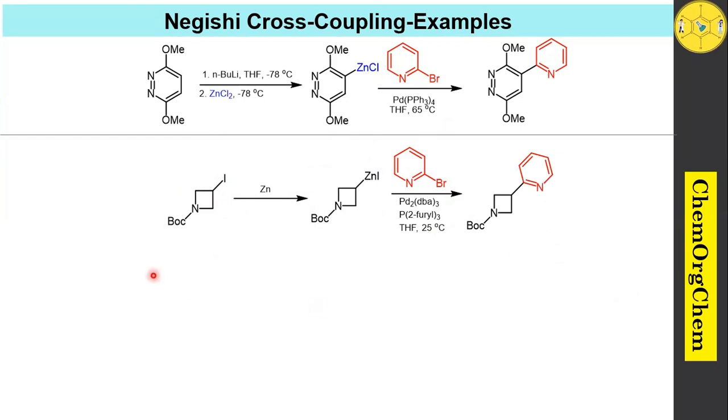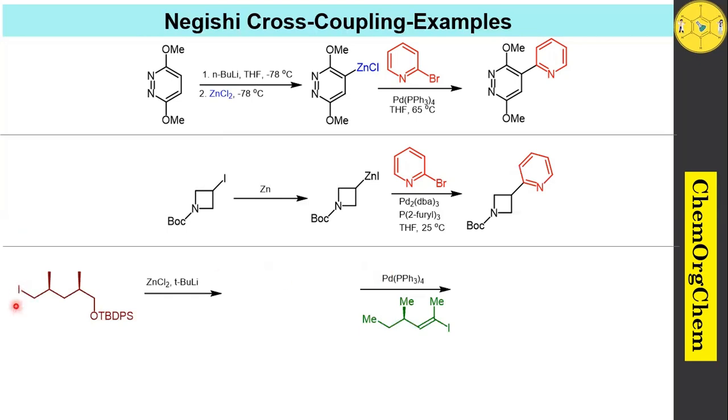So this example demonstrates the versatility of the Negishi reaction. It forms different types of carbon-carbon bonds. So next, moving on, this is another example. Now you see this iodo compound, when it reacts initially with tert-butyllithium followed by zinc chloride, produces the corresponding organozinc compound, which then reacts with this alkynyl iodide in the presence of a palladium catalyst to readily produce the corresponding carbon-carbon coupling product.